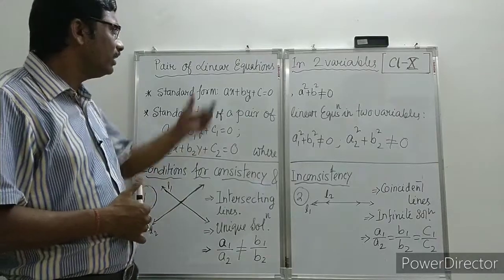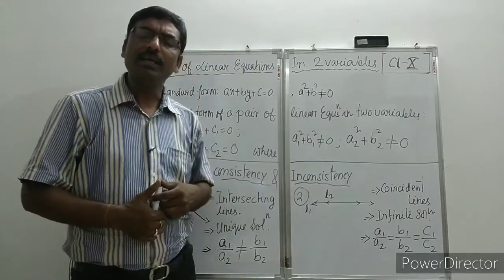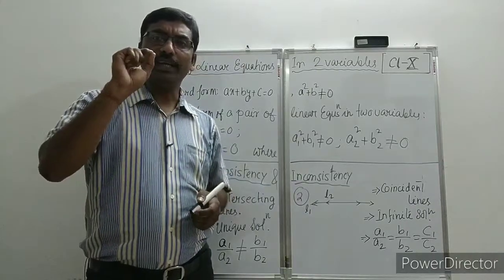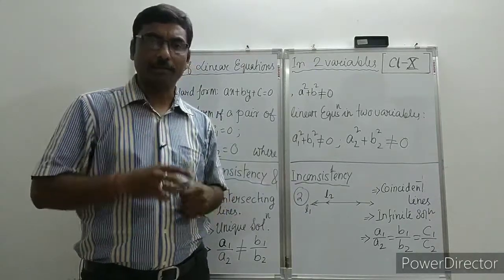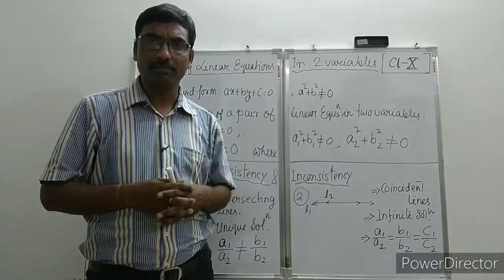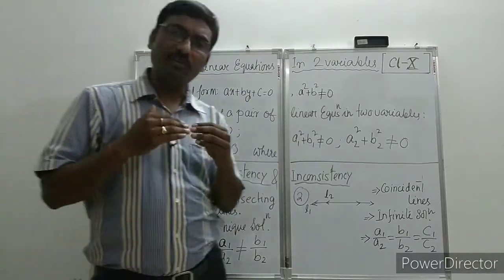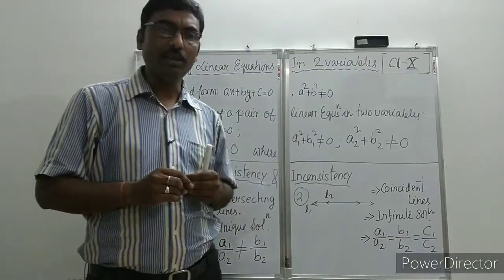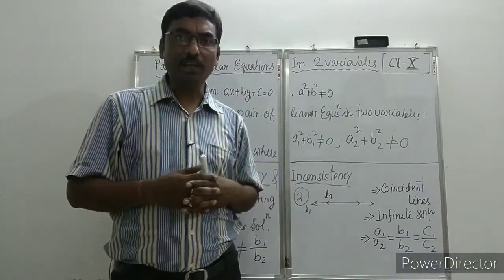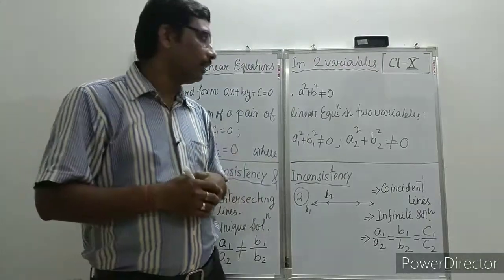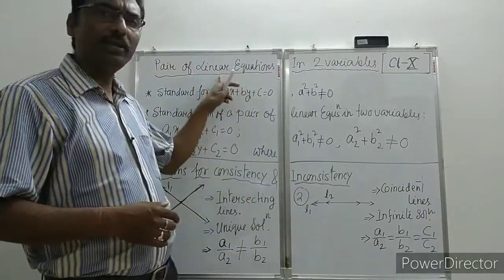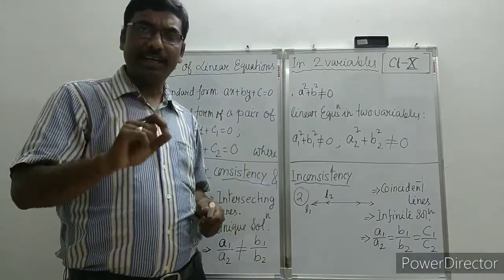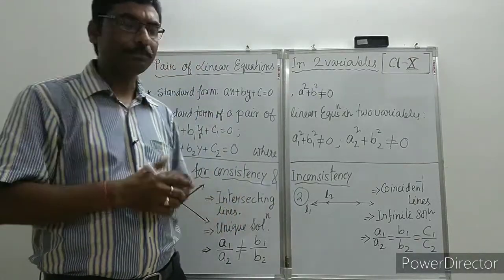Number one, what is a linear equation? A linear equation means an equation whose degree of the variable is 1. Linear means straight. In an equation we always use a variable to express the statement of equality. So a linear equation is an equation whose power or degree of the variable is 1.